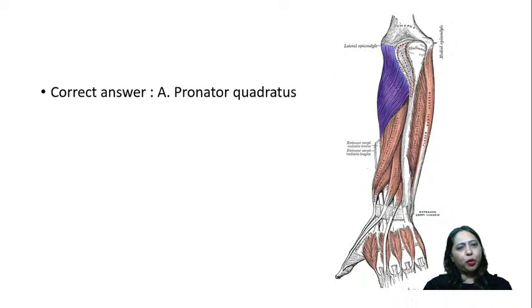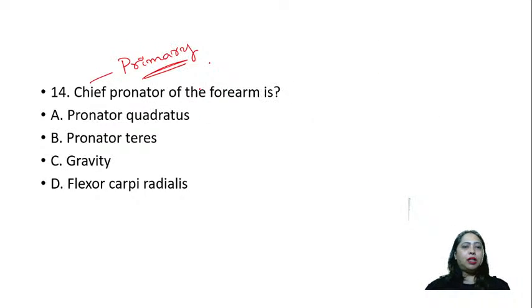Okay. Both pronation, because in anatomical position, our hand is not pronated. Okay, it is beside the body, but it is not directed or kept in pronation, right? So it is not pronator, gravity. So the correct answer is the pronator quadratus.